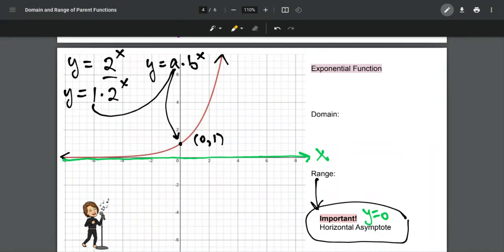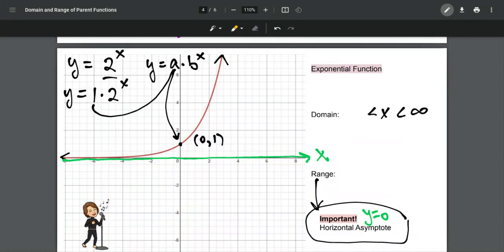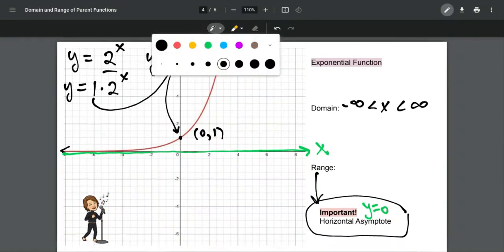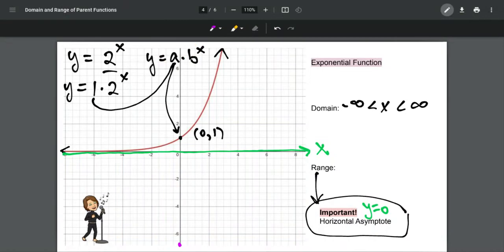Okay, let's look at the domain. Clearly x could be anything. Okay, so once again, x is anything. X is greater than negative infinity, less than infinity. Now for the range, we're going on the y-axis. Scan, scan, scan, left and right, left and right, left and right.